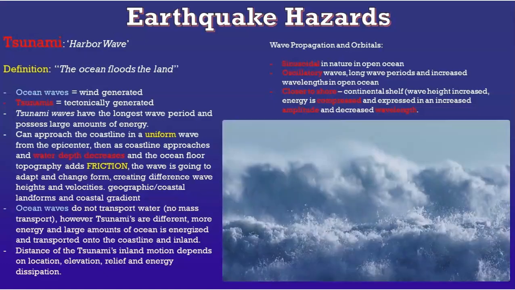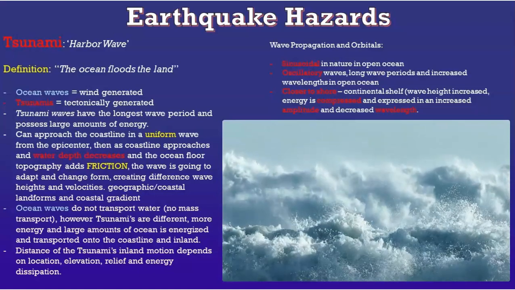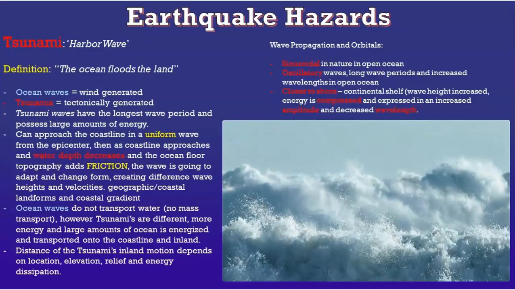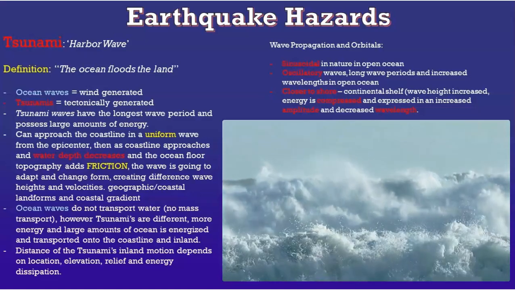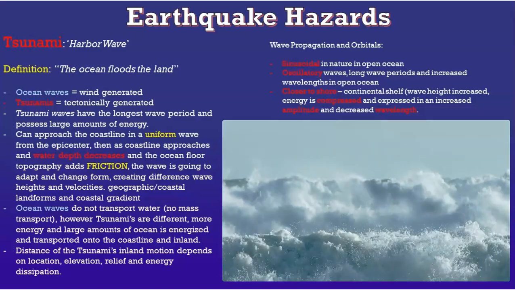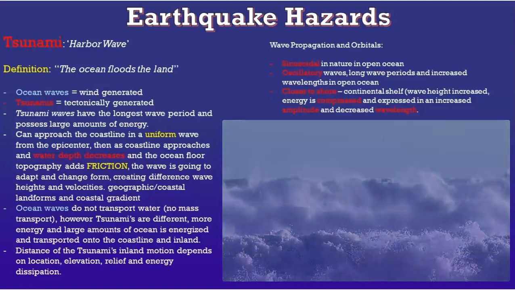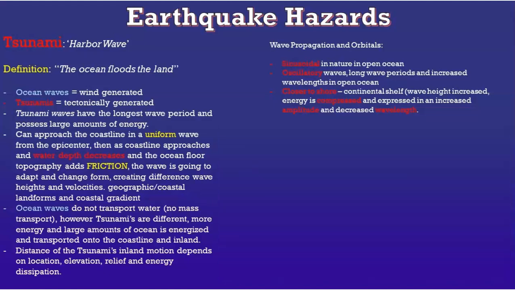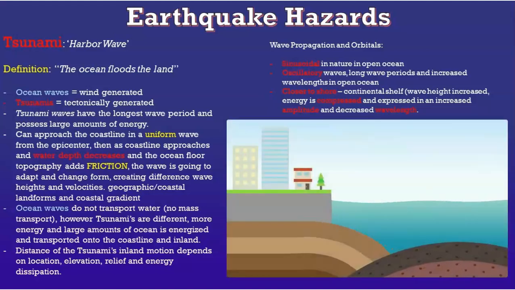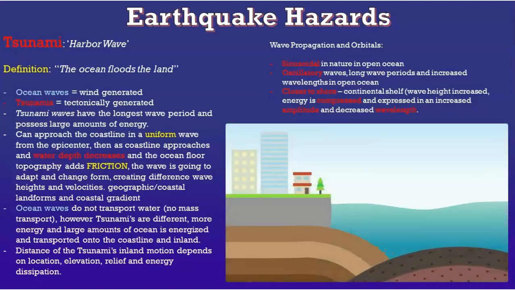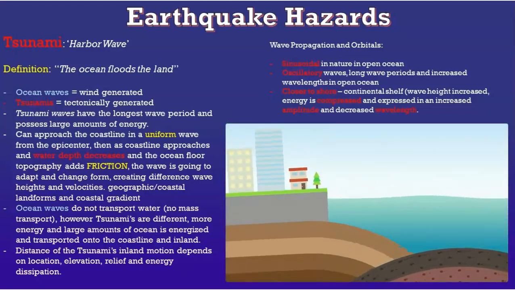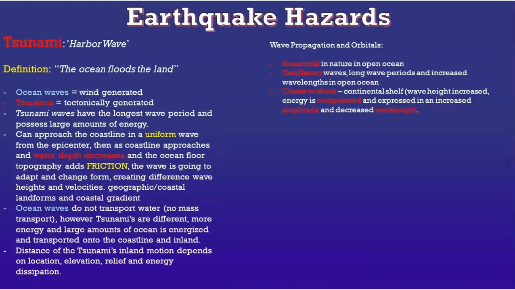This is a tectonically created wave with a very long wave period, and it operates in the ocean, so you can call it an ocean wave, but really there is a definitive difference between ocean waves caused by wind and tsunamis. So a tsunami wave has the longest wave period and has a lot of energy that transports a large section of ocean as one unified piece from the ocean onto the coastline.